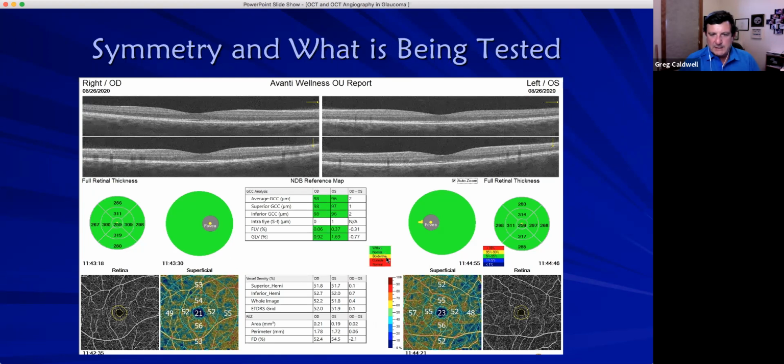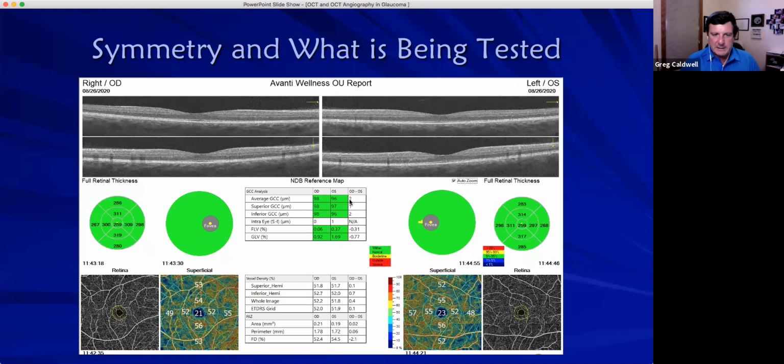In this case, green is good, yellow is caution, red is bad. Now, this is proprietary to OptiView. They call this the focal loss volume. I use this a lot. If it's red or yellow, it really makes me scratch my head about whether they have glaucoma. This is called global loss volume, but I kind of just say it's the general health of their ganglion cells. So this is just something that's healthy.